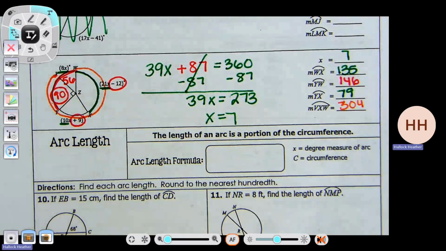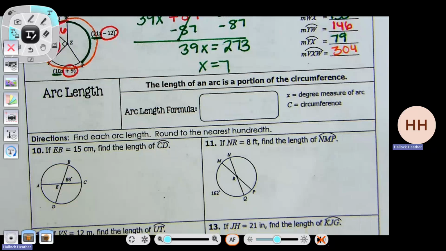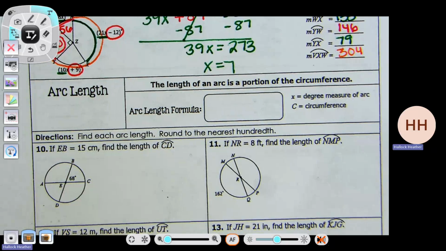Okay. The next section is the arc length. We're only doing the first two, that way you guys can get going on the classwork section. So we're only doing 10 and 11. We're not doing number 8. So we skipped on the front. We skipped 4. We skipped 7. We skipped 8. And we're going to skip 12, 13, 14, and 15. Okay, so let's do the last two.